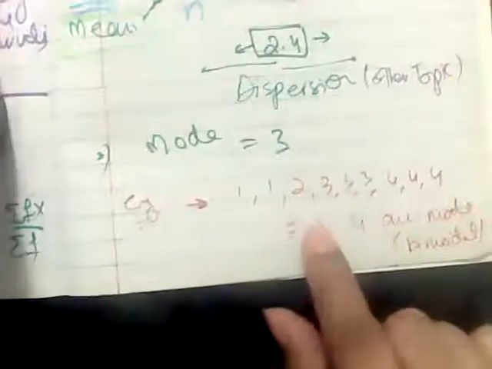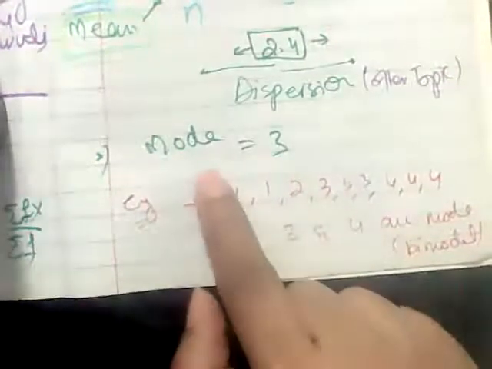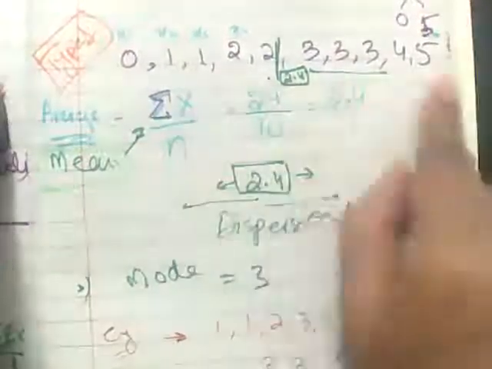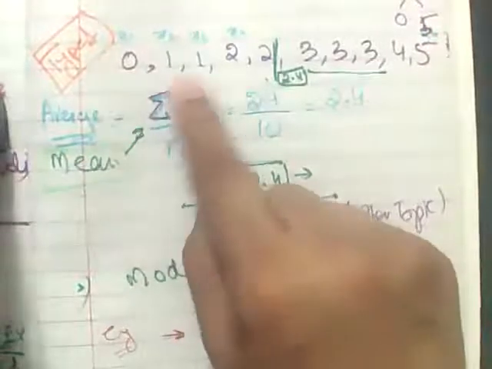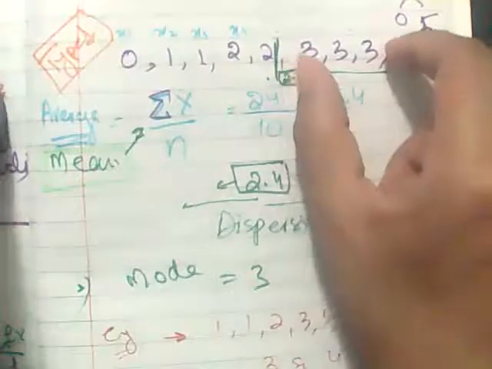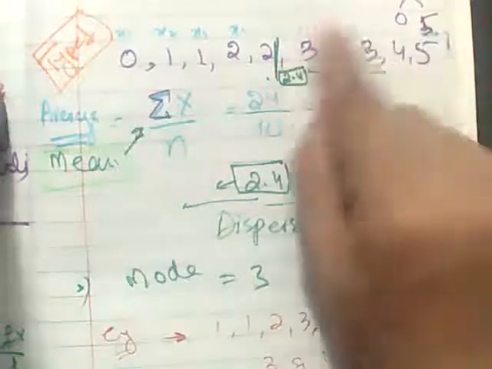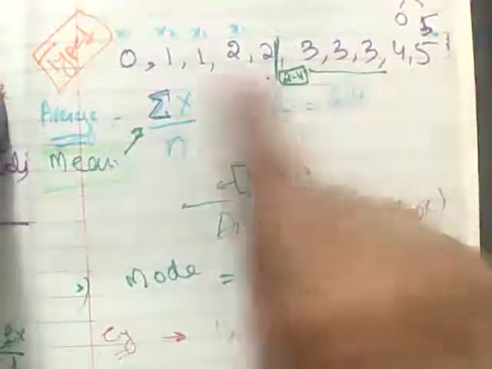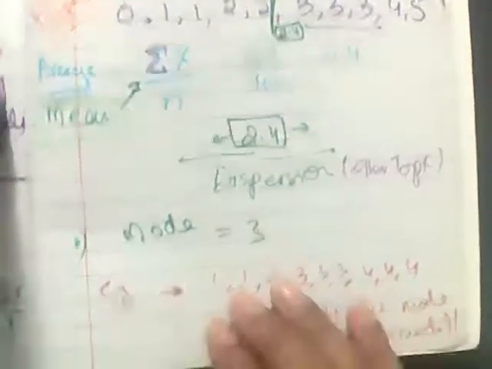So what is the highest occurring value over here? Look here, mode is 3. How? Let's check it out. Look at the data. 0 occurs one time, then 1, 2, and 3. 3 is occurring 3 times. This is occurring the maximum number of times, so this is my mode.